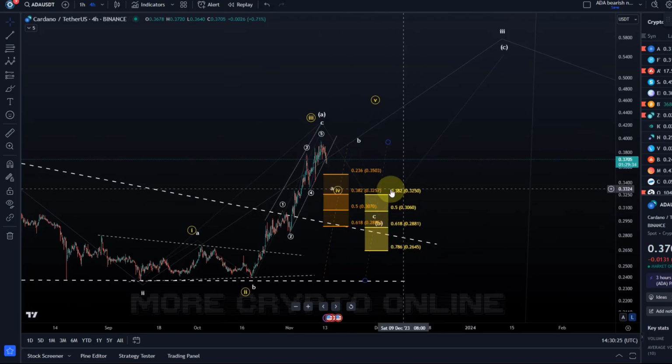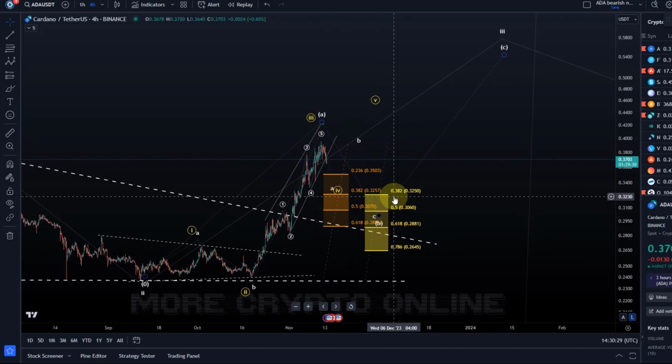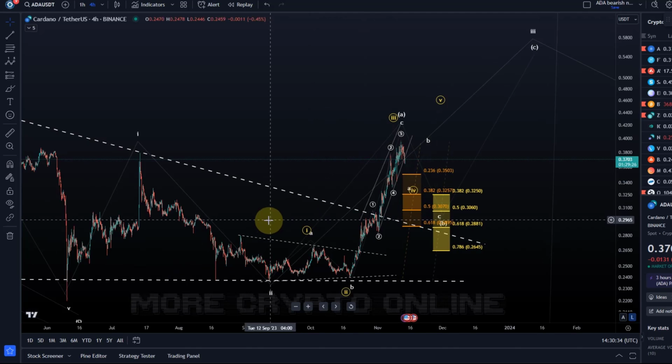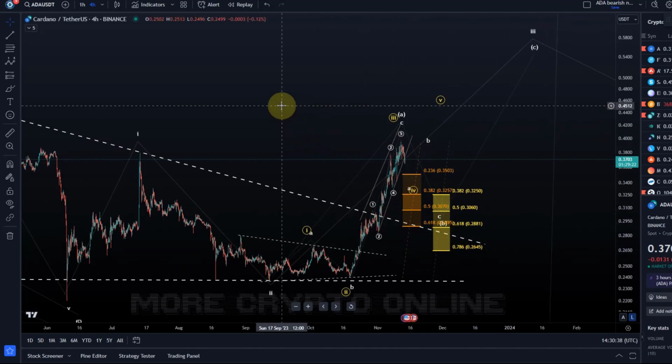So there is good support in this region, especially where you have two support areas overlap quite nicely. But overall, we're tracking a bullish scenario for ADA, and against 26.4 cents, we are focusing on higher. That's my update about ADA.